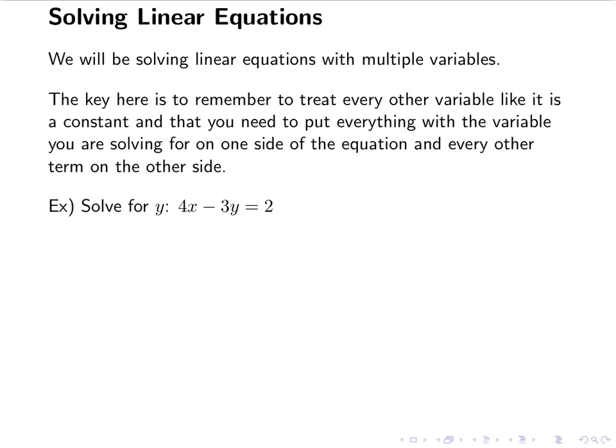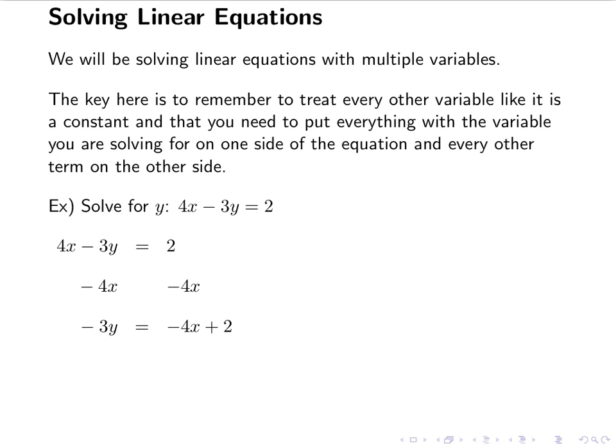So we want to solve 4x minus 3y equals 2 for y. So we start with our equation, and then again our goal is to get everything with a y, namely this guy, to one side of the equation and everything without it to the other side. So what we're going to do is subtract the 4x from both sides. And then we have negative 3y equals negative 4x plus 2. Now I can't simplify negative 4x plus 2, so it is what it is.